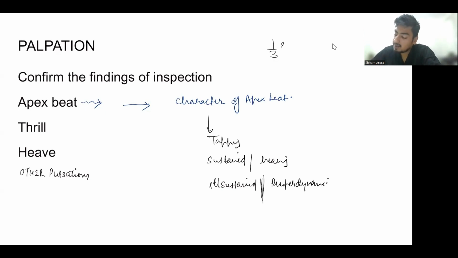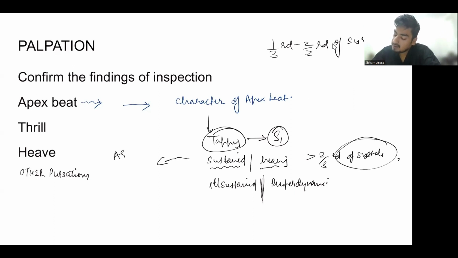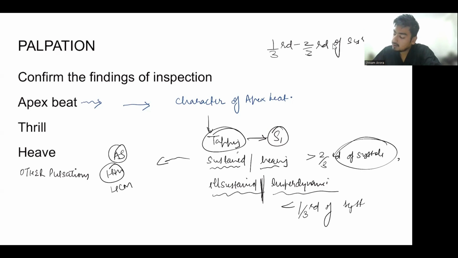Normal apex beat is felt in the duration of 1/3 to 2/3 of systole. Tapping apex means the apex is felt in 1/3 to 2/3 duration of systole, but S1 is also palpable along with that. In sustained or heaving apex, the apex beat is felt for more than 2/3 of systole. This can be seen in aortic stenosis, LVH because of hypertension, or HCM. Then ill-sustained or hyperdynamic apex means the apex beat is felt for less than 1/3 of systole. It is seen in aortic regurgitation and mitral regurgitation. And tapping apex is seen in mitral stenosis.